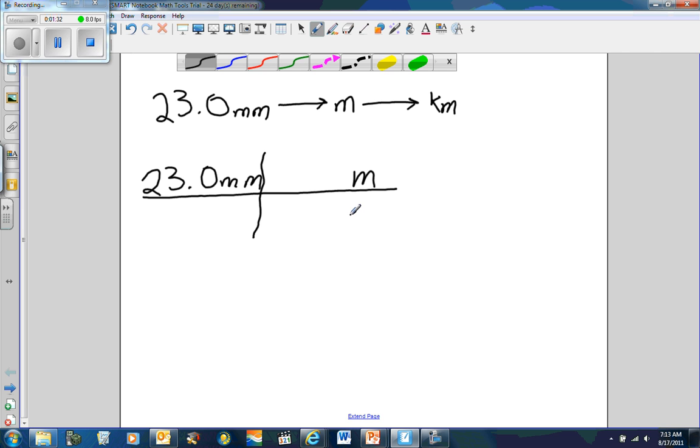And so I want millimeters down here in the denominator because I want to cancel out millimeters. And so 1 millimeter is equal to 1 times 10 to the negative 3 meters. That 10 to the negative 3 goes to the base unit. And that means that the millimeter will divide out here.